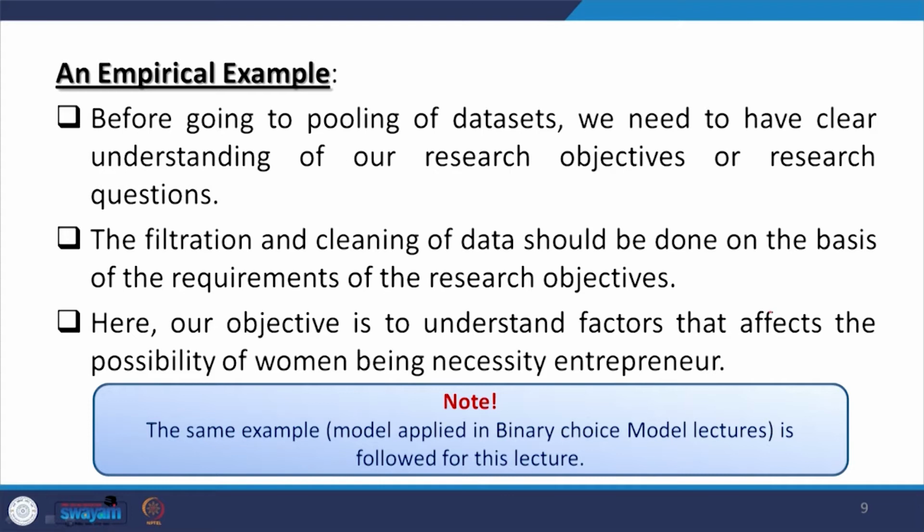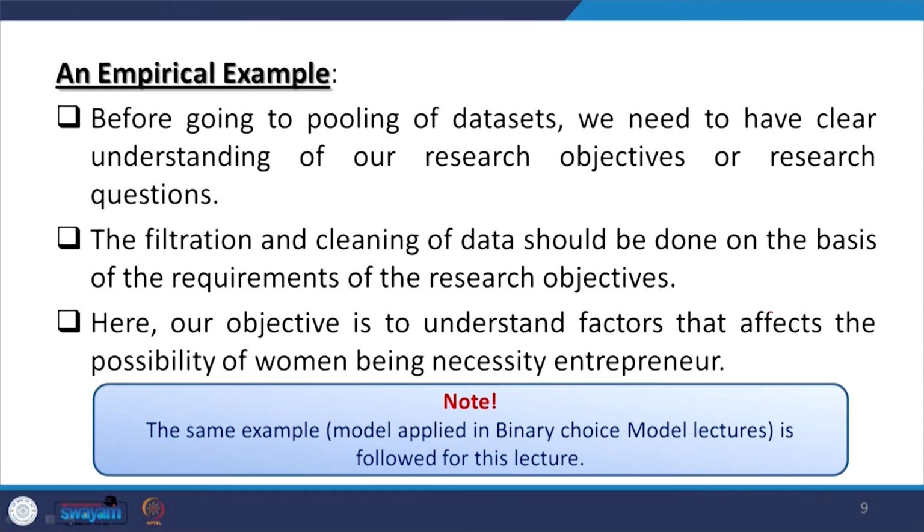Now, empirically we wanted to explain this pooling of data sets using both the rounds of data. The objective of pooling would also be explained while explaining the pooling. The filtration and cleaning of data should also be done on the basis of the objectives we are targeting. Here our objective is to understand the factors which affect the possibility of women being a necessity entrepreneur. So, we already clarified necessity or opportunity based entrepreneur, and we are going to suggest an article which we published in a standard journal, an ABDC ranked journal. You can refer to it at the end.